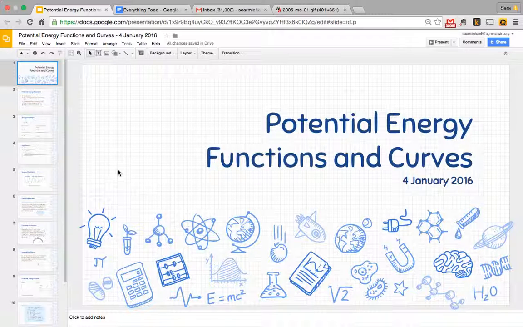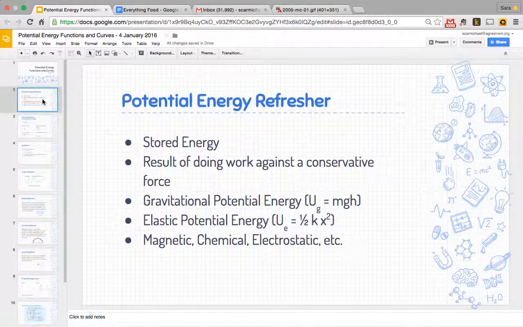We talked about some of this before break, but it's been a while. You probably need a little bit of a refresher. So let's just go over the basics. Just to review, hopefully everyone knows what potential energy is, right? It's energy that's stored in an object. It's really stored in the force field. And it's the result of doing work against some sort of conservative force.